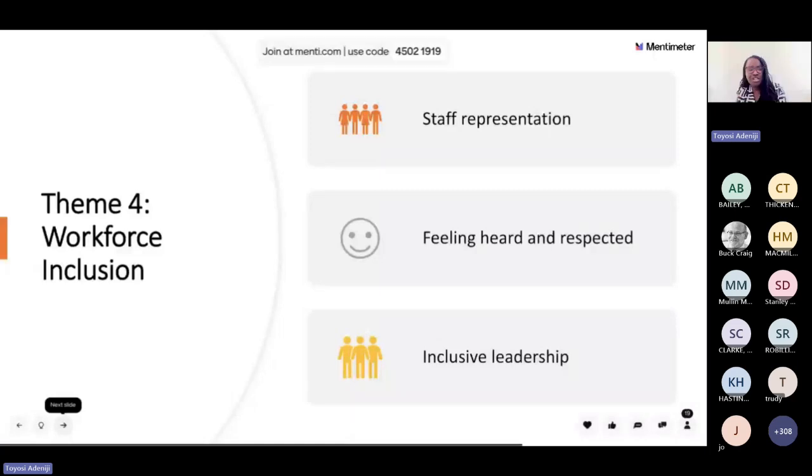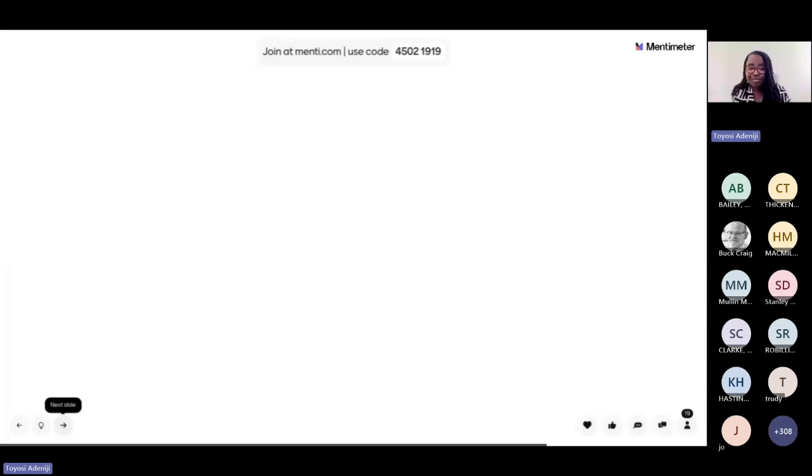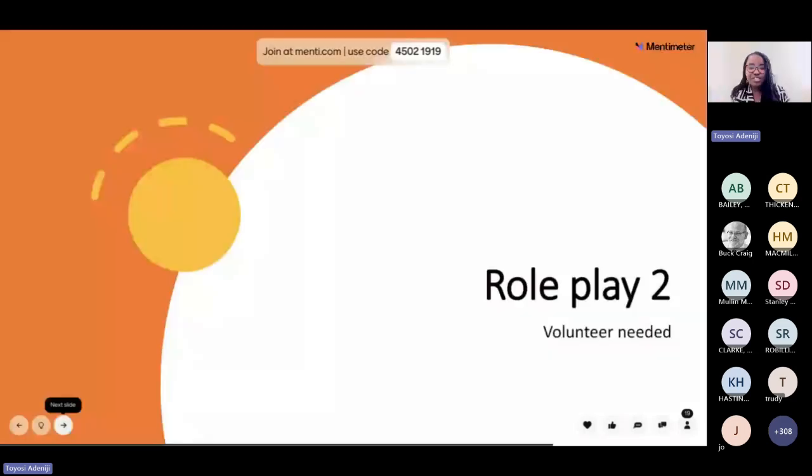Suggestion box, we've come up with that as well in the surgery. Engagement with that is interesting. We're trying to get more people to engage with it, but they have that option to have their views heard. So again, we need to think about inclusivity when we're thinking about the workforce, and inclusive leadership goes a long way. So I think for me, we're skipping this role play, lots of time.